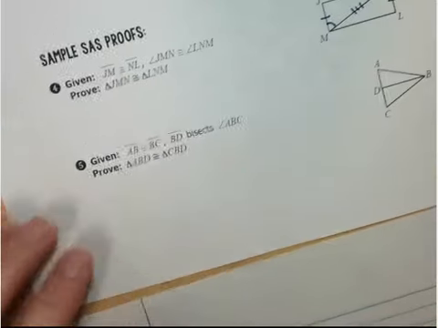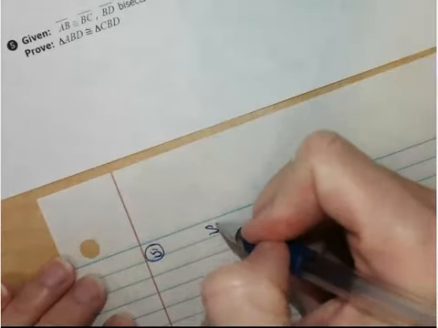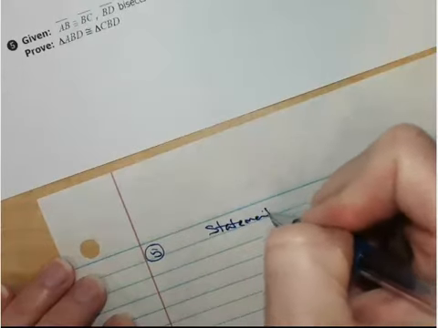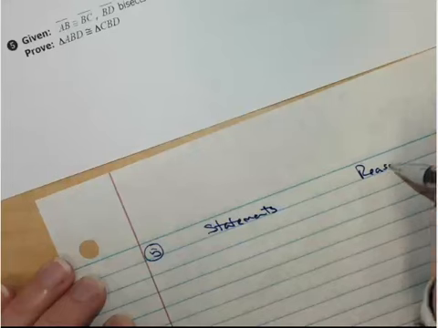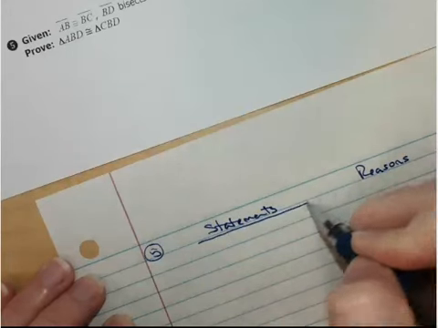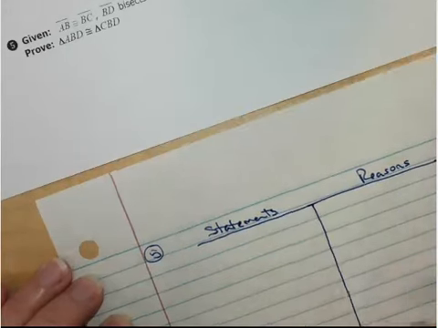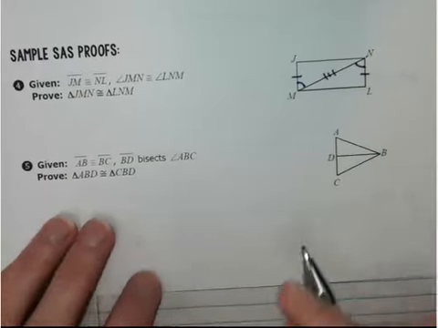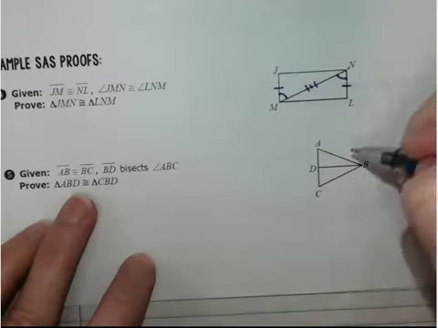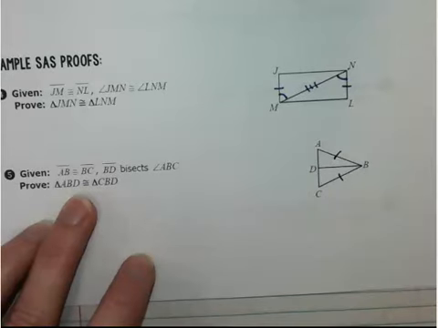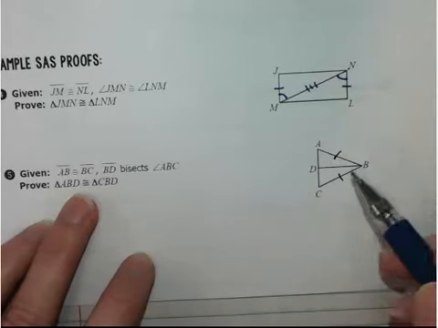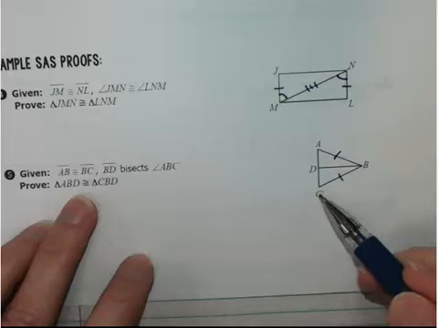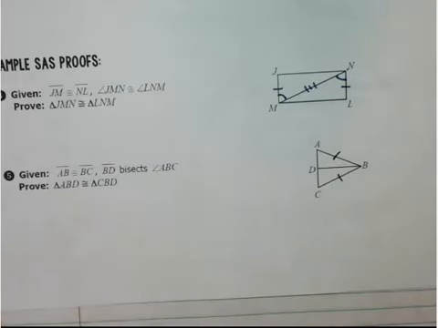Next, we're going to do number 5. So on your paper, you're going to put number 5, and we're going to write statements and reasons. And then we're going to look at our given statements, and we're going to mark up our triangle and see where we might be headed with this. So I have AB is congruent to BC. So I'm going to mark those. And then they tell me that BD bisects ABC. So I can't really mark anything at this point.